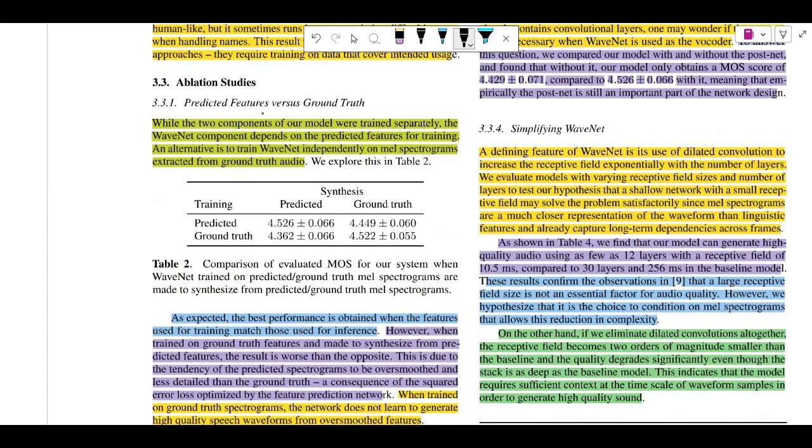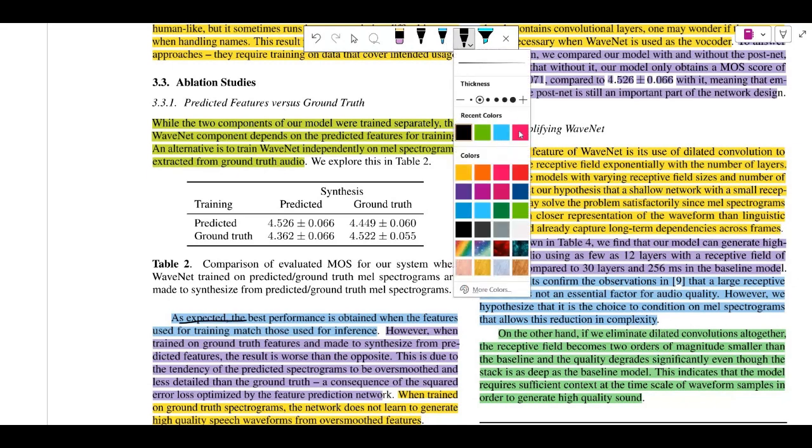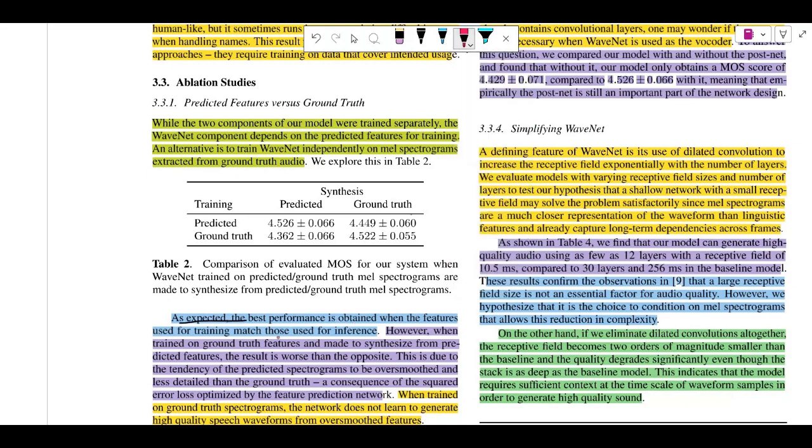Then they have the ablation study. This talks about whether or not to use the predicted or the ground truth spectrograms as input to the WaveNet. They say that, as expected, the best performance is obtained when features used for training match those used for inference. What they mean is that both during inference and training, we use the predicted spectrograms as input to the WaveNet.